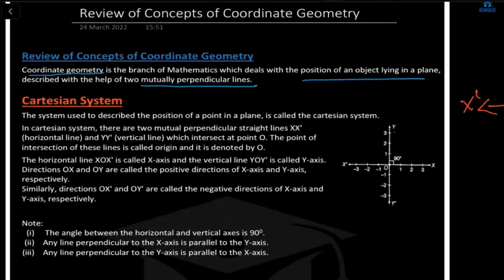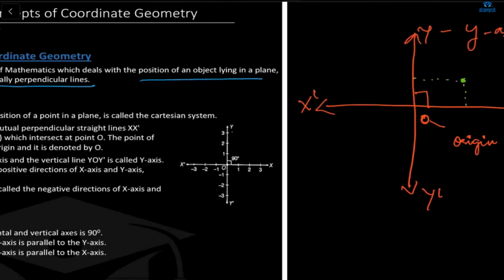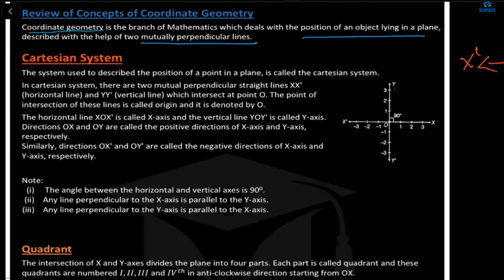The exact position of a point. If I draw a point here, what will be the exact position of that point? I can tell by looking at the points. Now, how will we check the exact position of the point? We'll see here. Now the Cartesian system, just a quick definition.